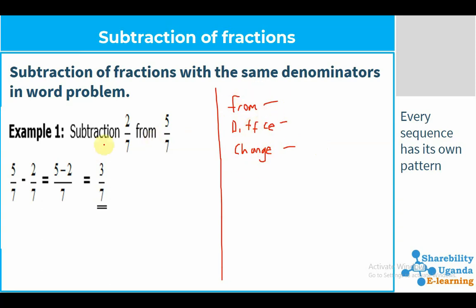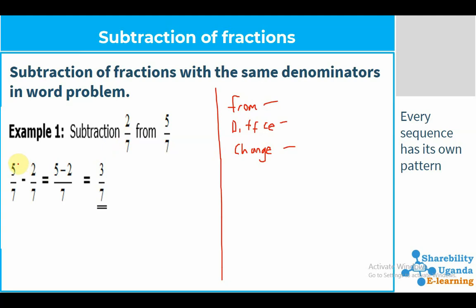You can look at our example here. They are saying subtract 2 out of 7 from 5 out of 7. Now here there is a logic. This is where people get lost. When they say "from", you take the first number, which is 5 out of 7, then you subtract 2 out of 7 from it.